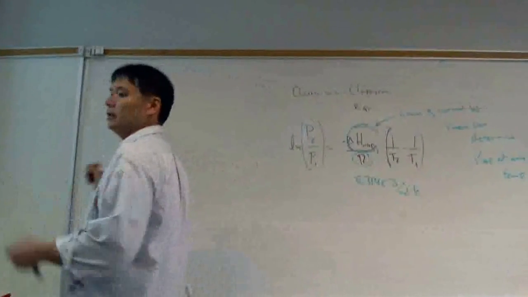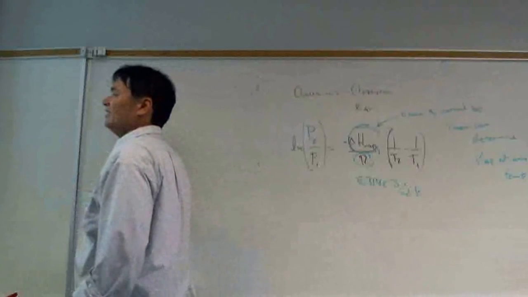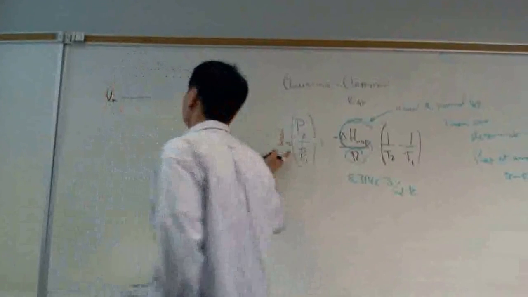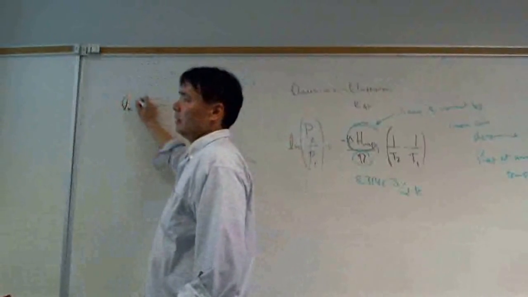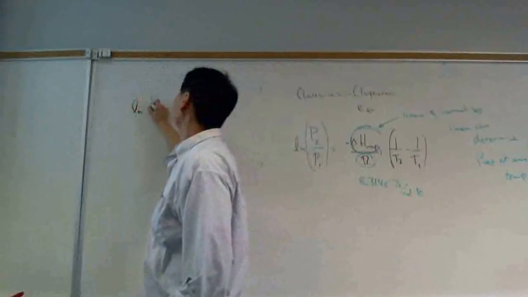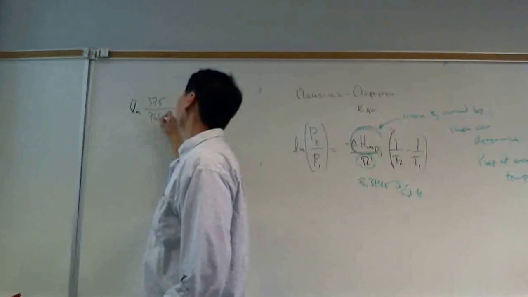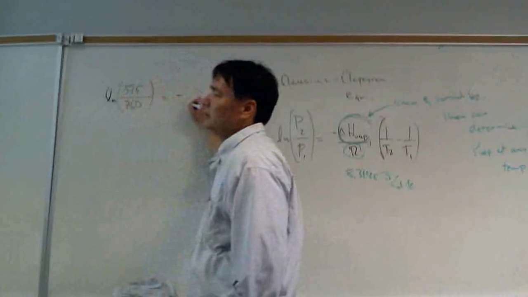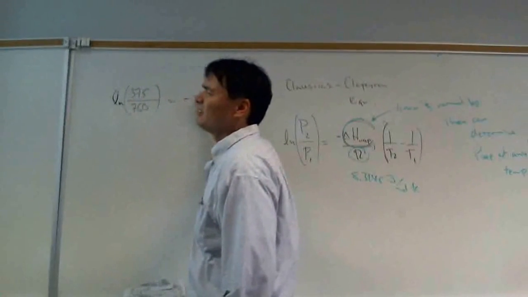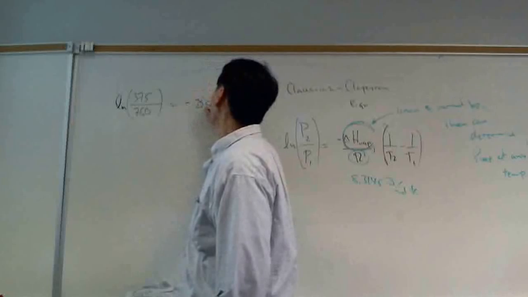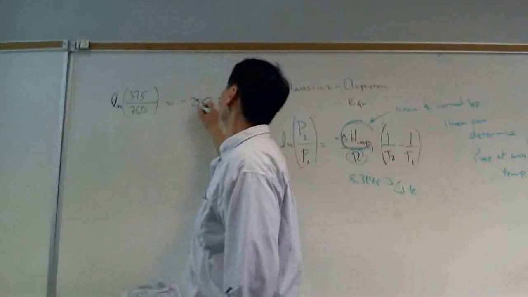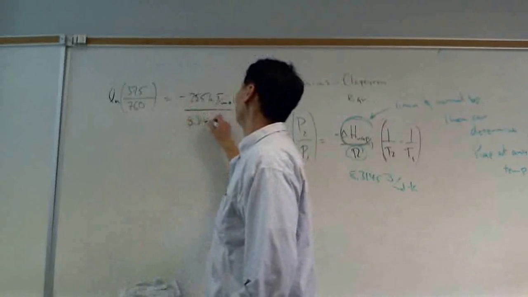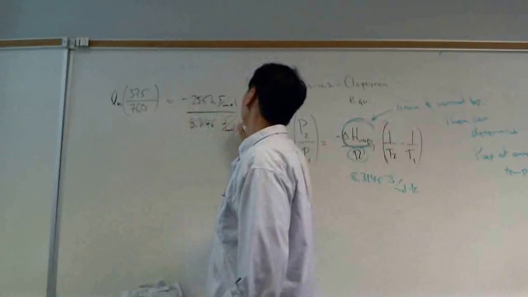It would be ln P2 over P1, so 375 over 760, which is equal to minus delta H, 25.5, is that right? Kilojoules per mole, divided by R, 8.3145 joules per mole Kelvin.